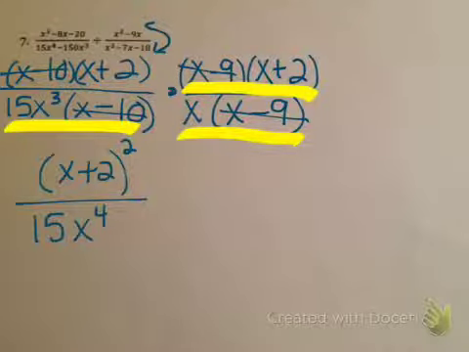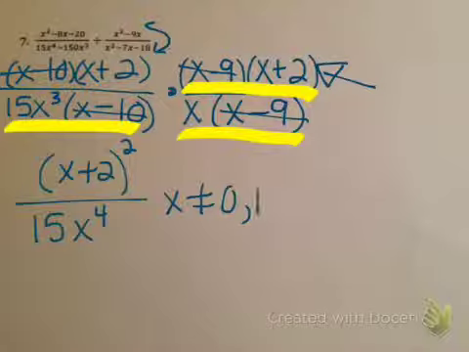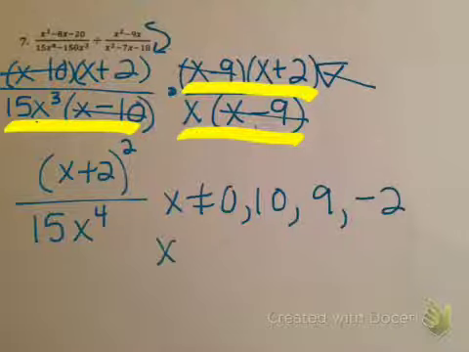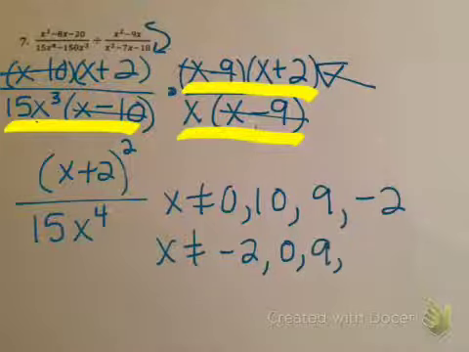When I restrict now, I need to look at this denominator, and actually also this numerator. Why? Because that numerator started as the denominator. So x wouldn't be able to be equal to what? 0, 10, I'm just going in order of the problem. So 0 here, 10 here, 0 again, don't need to write it again, positive 9 or negative 2. Could write them in descending order, negative 2, 0, 9, or 10. So there are my restrictions.